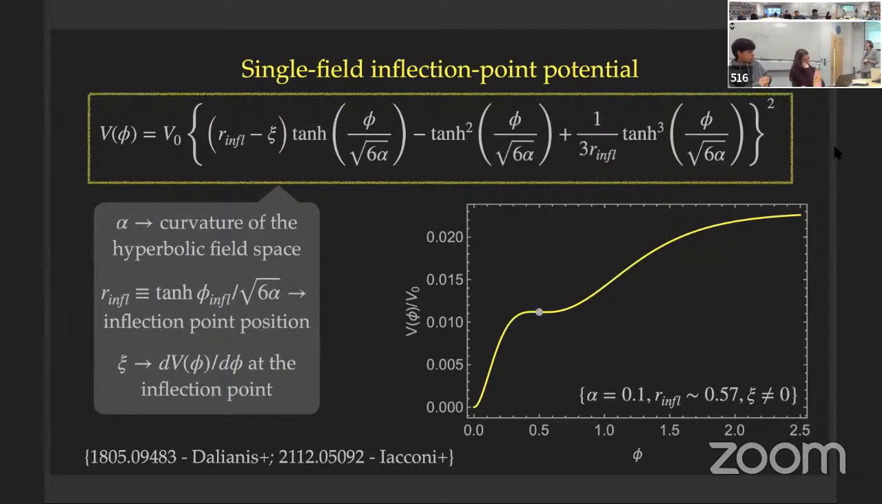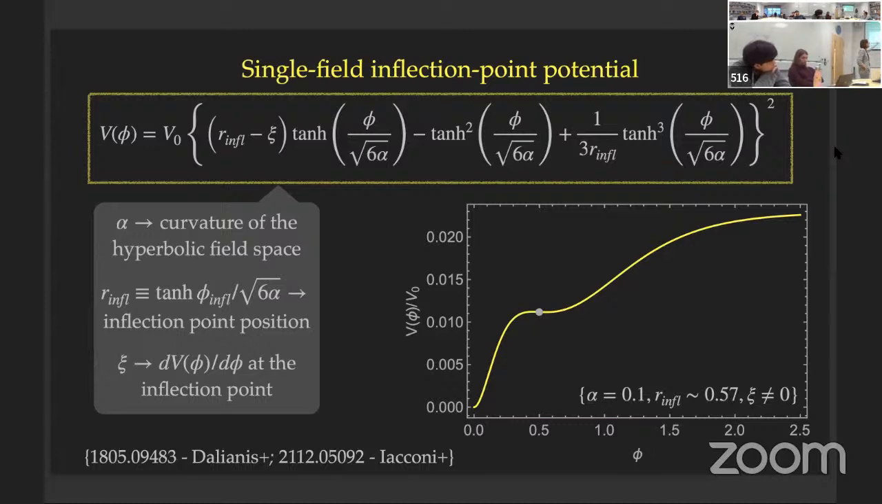So in the single field case, how do we do this? We consider a model and an inflaton potential that has an inflection point. So this is how the inflaton potential looks like. You see that it is a function of the hyperbolic tangent of phi for the reason that we have seen before. This is given by a cubic polynomial, and it is endowed with an inflection point and depends on alpha, which, if you remember, is connected with the curvature of the hyperbolic field space, on the inflection point position, and on the first derivative of the potential at the inflection point.